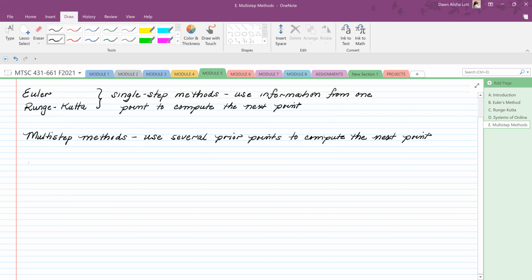So here's the problem. The problem is y prime is f of t and y, and we know that a is less than or equal to t, and we're going up to some value of b. Okay, we get y of a is equal to alpha, and our h is b minus a. And that's how we compute it.